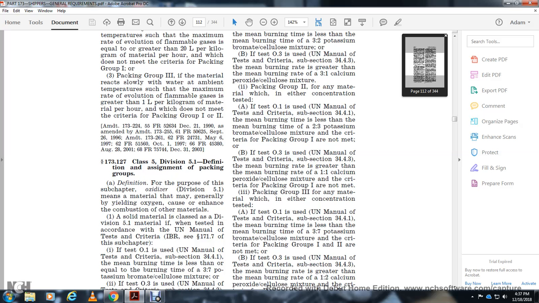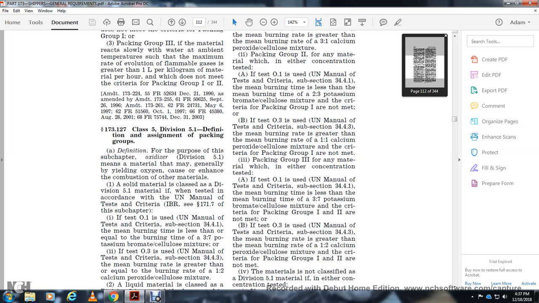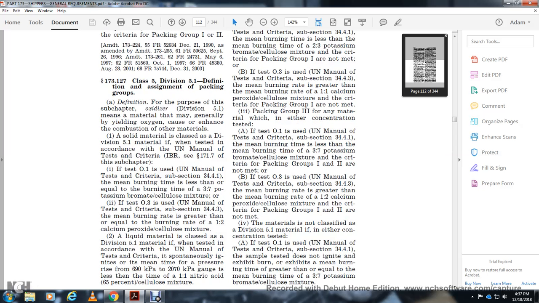Test O.1, or test 01, is used from the UN Manual of Tests and Criteria, subsection 34.4.1: the mean burning time is less than or equal to the mean burning time of a 3:7 potassium bromate cellulose mixture. Test O.3 of the UN Manual of Tests and Criteria, subsection 34.4.3: the mean burning rate is greater than or equal to the burning rate of a 1:2 calcium peroxide cellulose mixture.